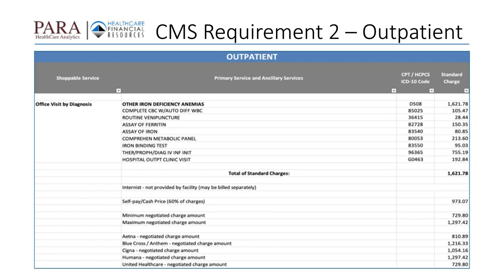Similarly to how we presented the first example, we pull in that primary service and all related services and present the associated standard charges for the package. For this office visit, we identify ancillary services such as the complete blood count, venipuncture, several assays, and a hospital outpatient clinic visit, just to name a few. We next identify the professional fee for this office visit, charges related to an internist, like we did with the colonoscopy. Finally, we present the remaining standard charges for this package service.